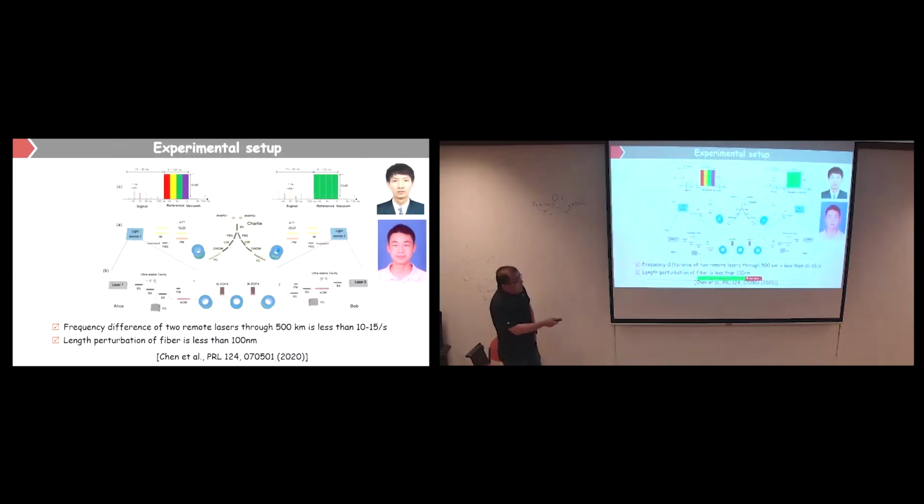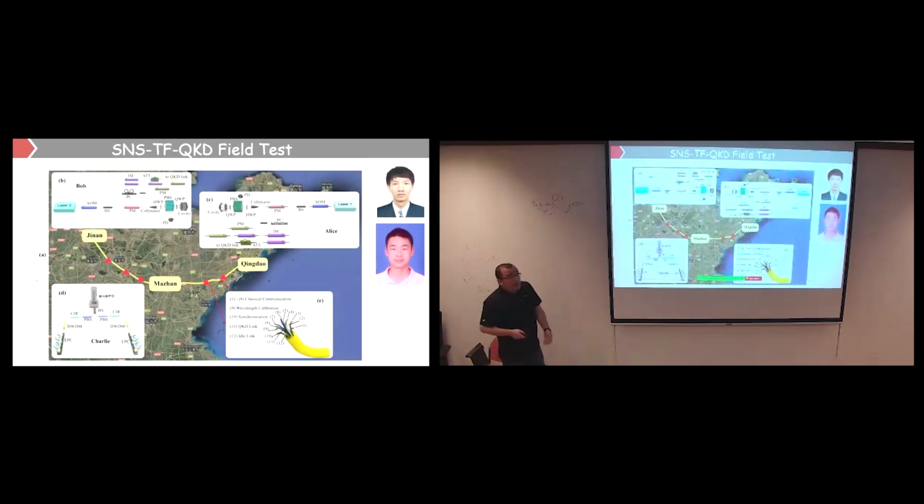And we achieved 500 kilometers in this paper in 2020. Later on, we were thinking about how to do a real field test. Here is what we did in Jinan and Qingdao. This is our lab, and we rent a room here. We send the laser here, and the quantum signal here. Just in the middle, we call it Mazhan. We actually rent cables. This one has 12 fibers.